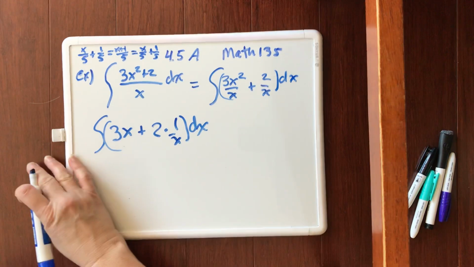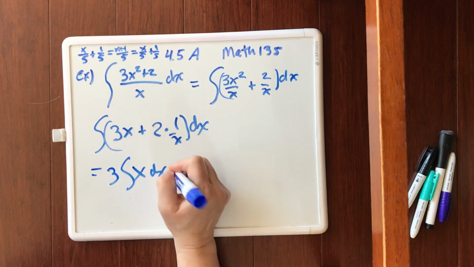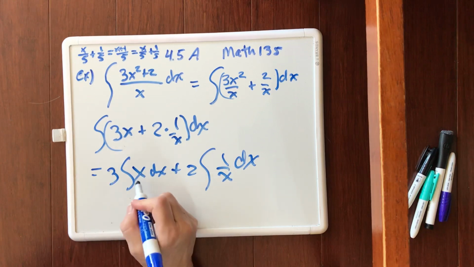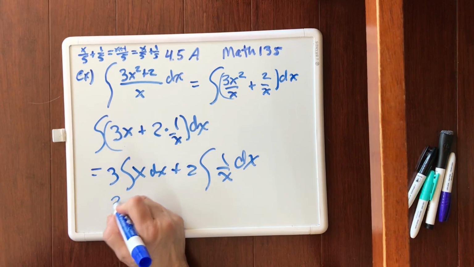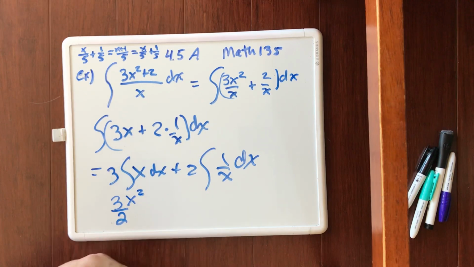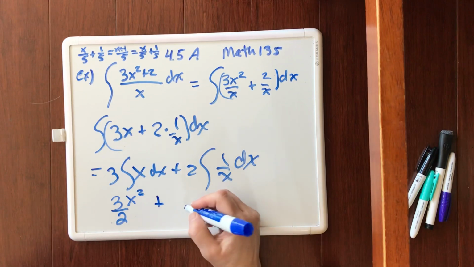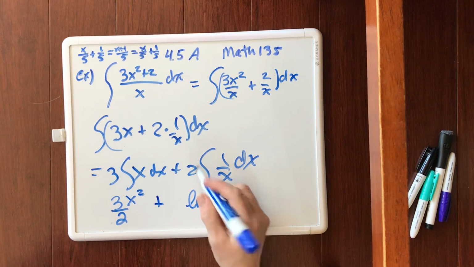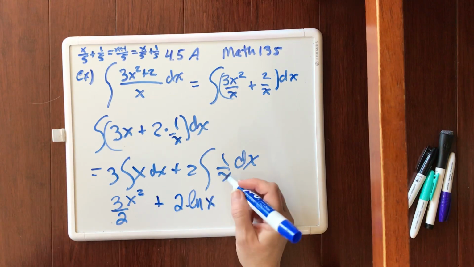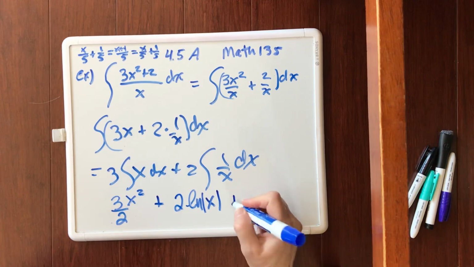Okay, so if we want, we can split these up. I'm going to put the 3 outside, x dx. Put the 2 outside, 1 over x dx. Okay, so now we integrate x, multiply by the 3, and we have x squared times 1/2. That gives us 3 halves. Plus, this is ln of x, and we're going to multiply by 2. Okay, and if we don't know if x is greater than 0, we have to specify ln of the absolute value of x, plus c.